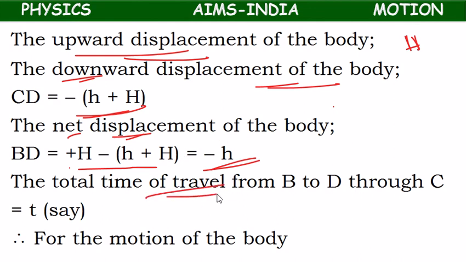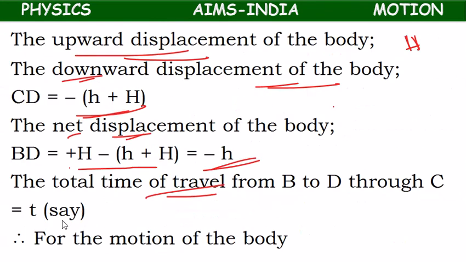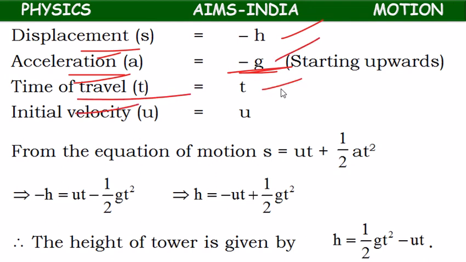Total time means from B to D. Let it be small t. So the displacement is minus h, and the acceleration is minus g, because finally it is falling downwards. Starting is upwards, but finally it is falling downwards. Time of travel is small t.